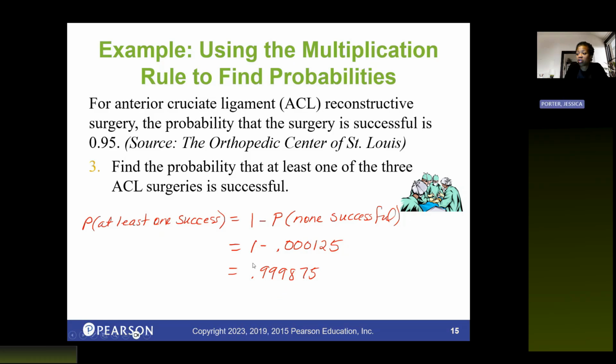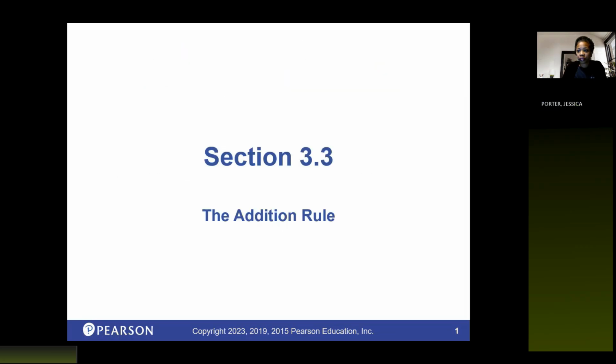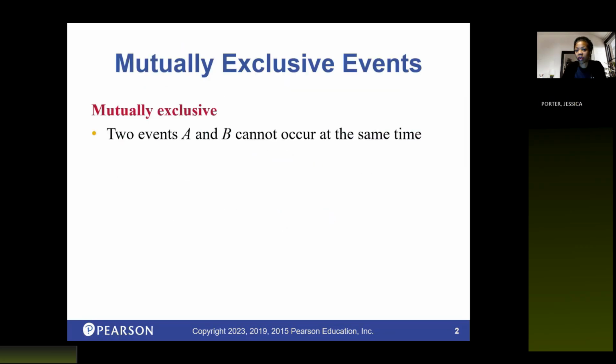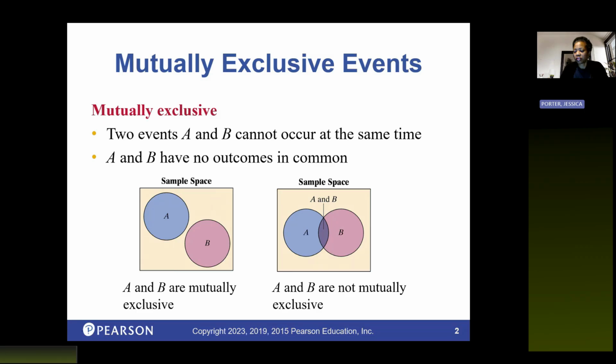The probability that at least two are successful. Okay. Now, mutually exclusive events. We're talking about the addition rule. Two events A and B cannot occur at the same time if they're mutually exclusive. Let me get a graphic up here. These two events on the left are mutually exclusive. They don't have any outcomes in common. You have not mutually exclusive events if they have outcomes in common.